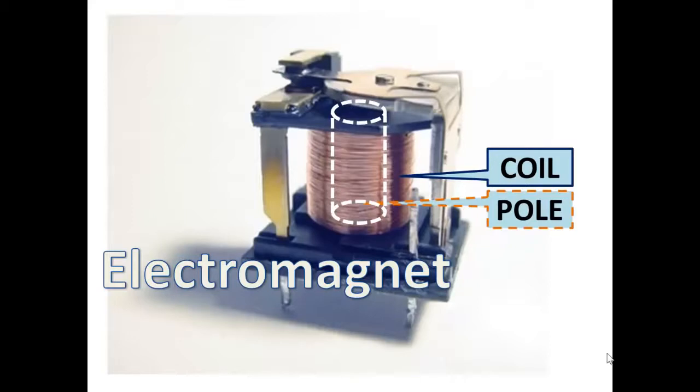Magnetic fields don't pass through air very easily. Air has a high resistance to a magnetic field. So if you place a ferromagnetic material inside of that coil, which could also be called a solenoid, if you place a rod of ferromagnetic material inside of that coil, that greatly intensifies the magnetic field.